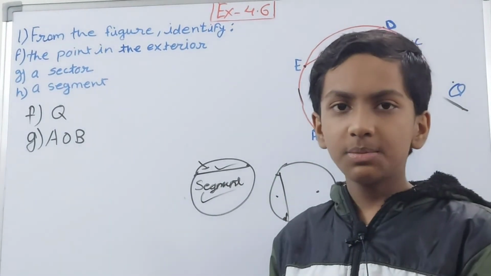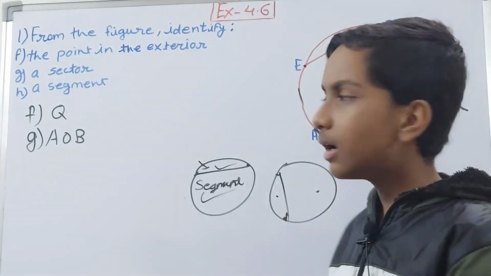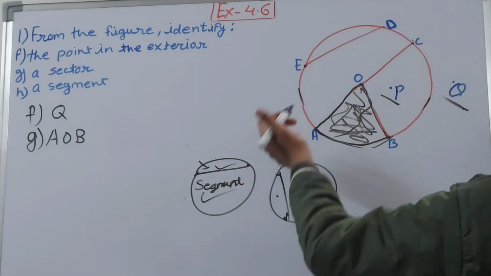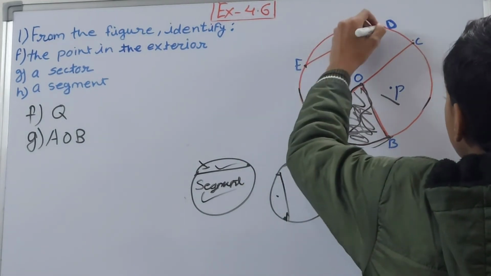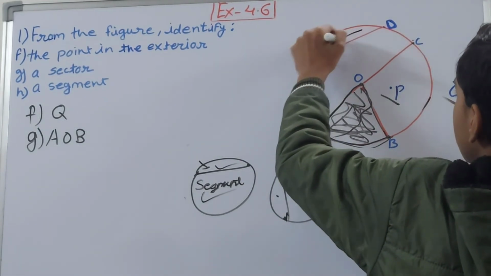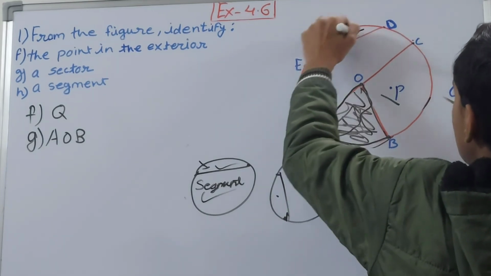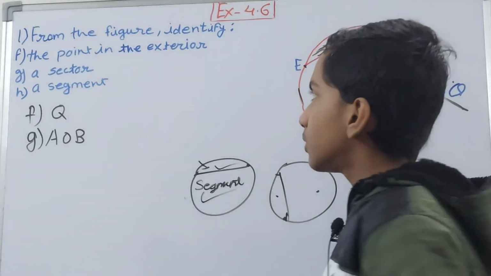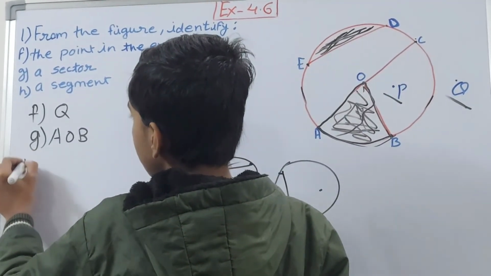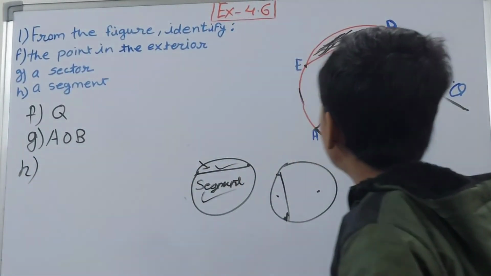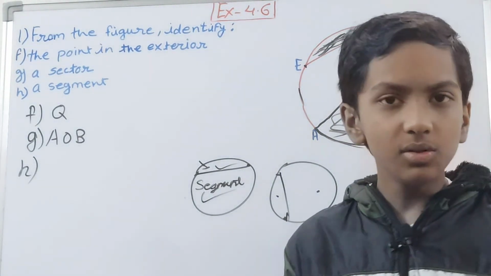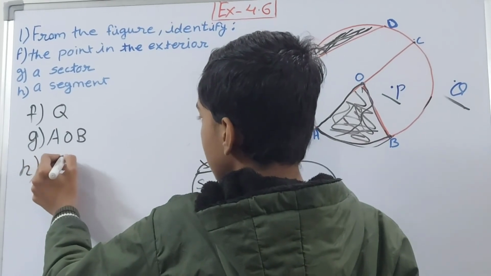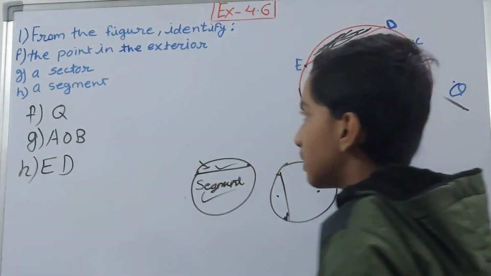So, a segment is basically the area enclosed by a chord, right? Here you see this is ED, and this much of part here will also be shaded in the book. So this much of part is also going to be our segment. Now, how will we name this segment? Simply write down the name of the chord, E and D. This is our segment.